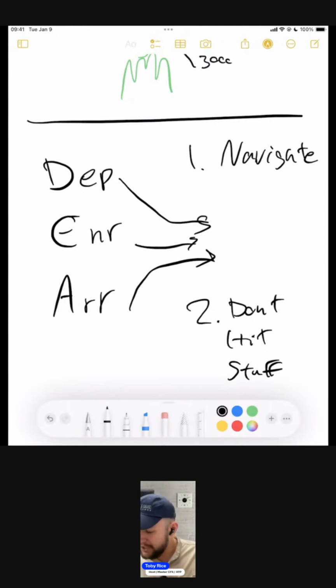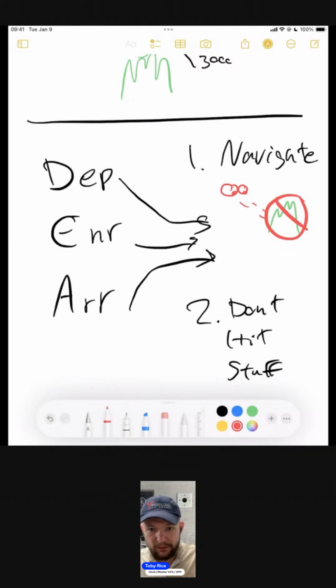So it comes down to this. You can navigate visually by using your eyeballs, right? You look at where you're trying to go and don't hit stuff. If you see a mountain, you should probably avoid the mountain. Don't hit the mountain. Look outside.